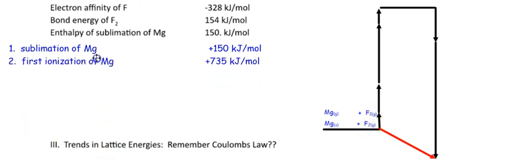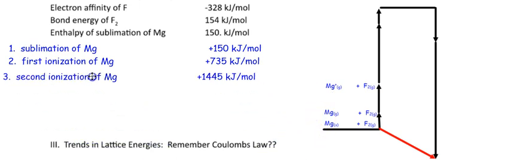I need to ionize magnesium. What does it say? The first ionization of magnesium. All right, so what does that mean here? I only strip off one electron from magnesium. So what do you think I have to do next? Strip off the second electron.